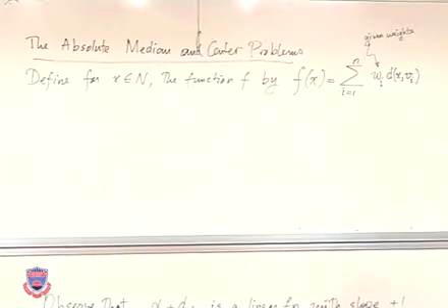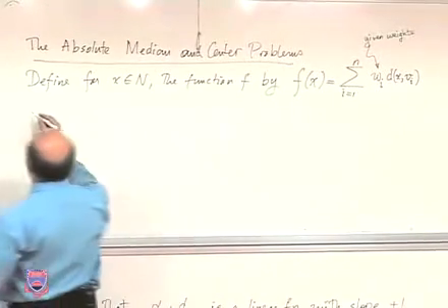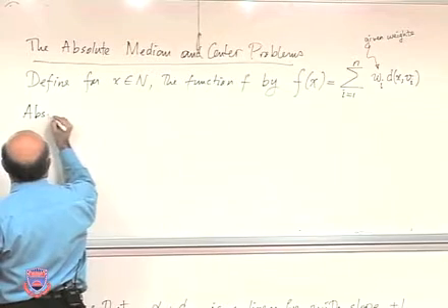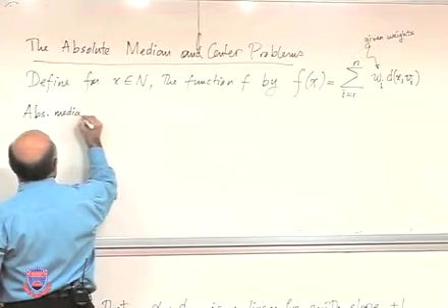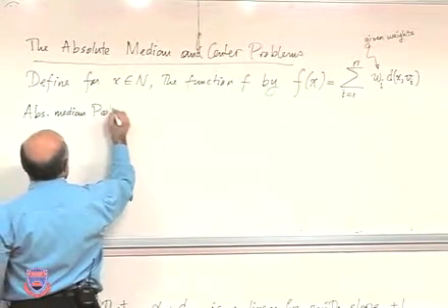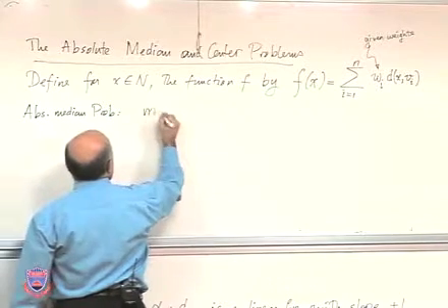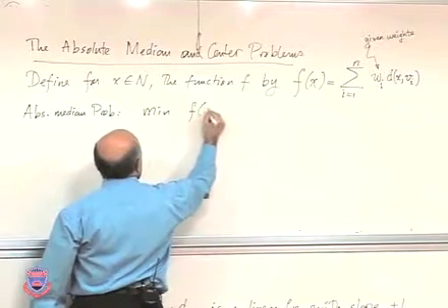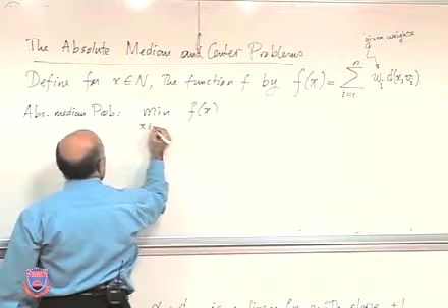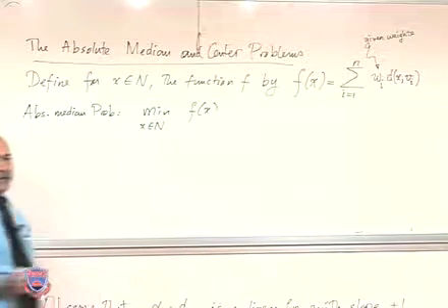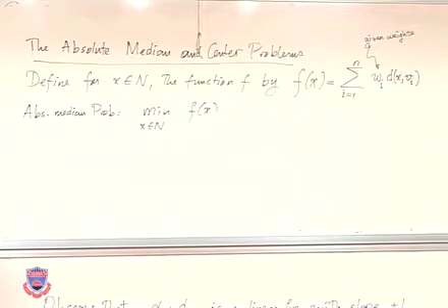All right, so the absolute median problem is to minimize f of x over all points in the network. That's the absolute median problem. That's a combinatorial statement of the problem.